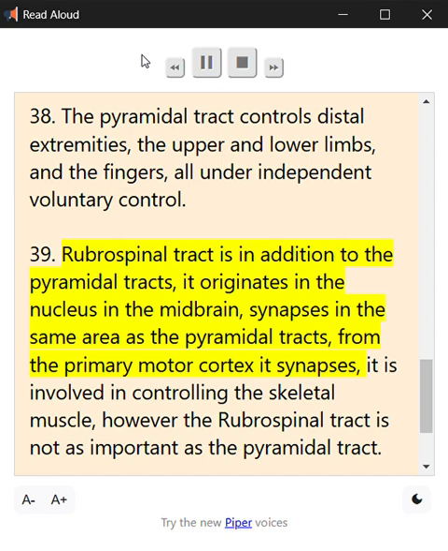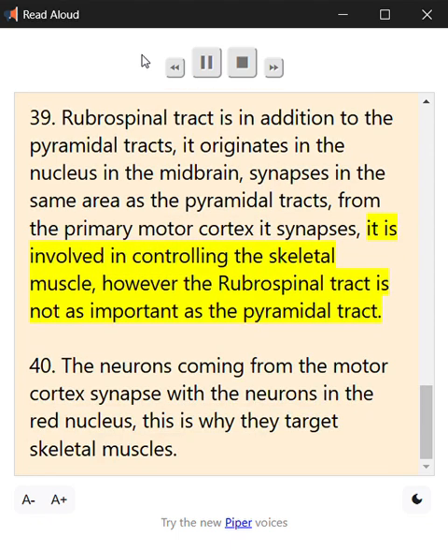It originates in the nucleus in the midbrain, synapses in the same area as the pyramidal tracts. From the primary motor cortex it synapses. It is involved in controlling the skeletal muscle. However, the rubrospinal tract is not as important as the pyramidal tract.